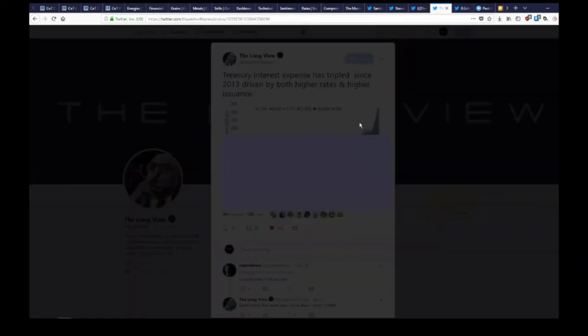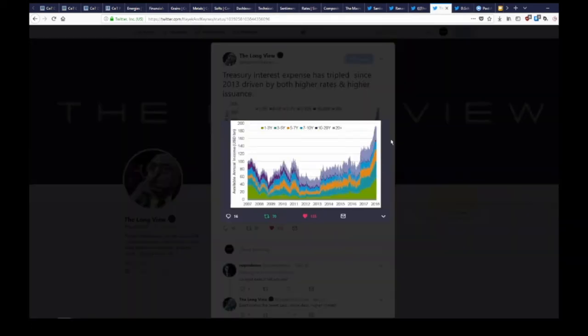Then we got something related to Treasury stuff. This is looking at Treasury interest expense. And obviously, as our debt grows and interest rates rise, the federal government will pay more and more interest expense.